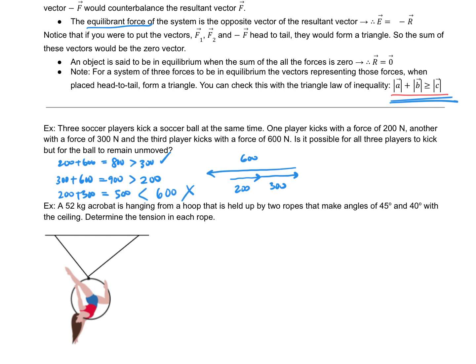If, however, instead of 600 we had 500, then sure, it's possible. Or if it was less, like 400, that would be possible. You could create a triangle out of it. But this, it's not possible. Therefore, the ball will move. No equilibrium here.